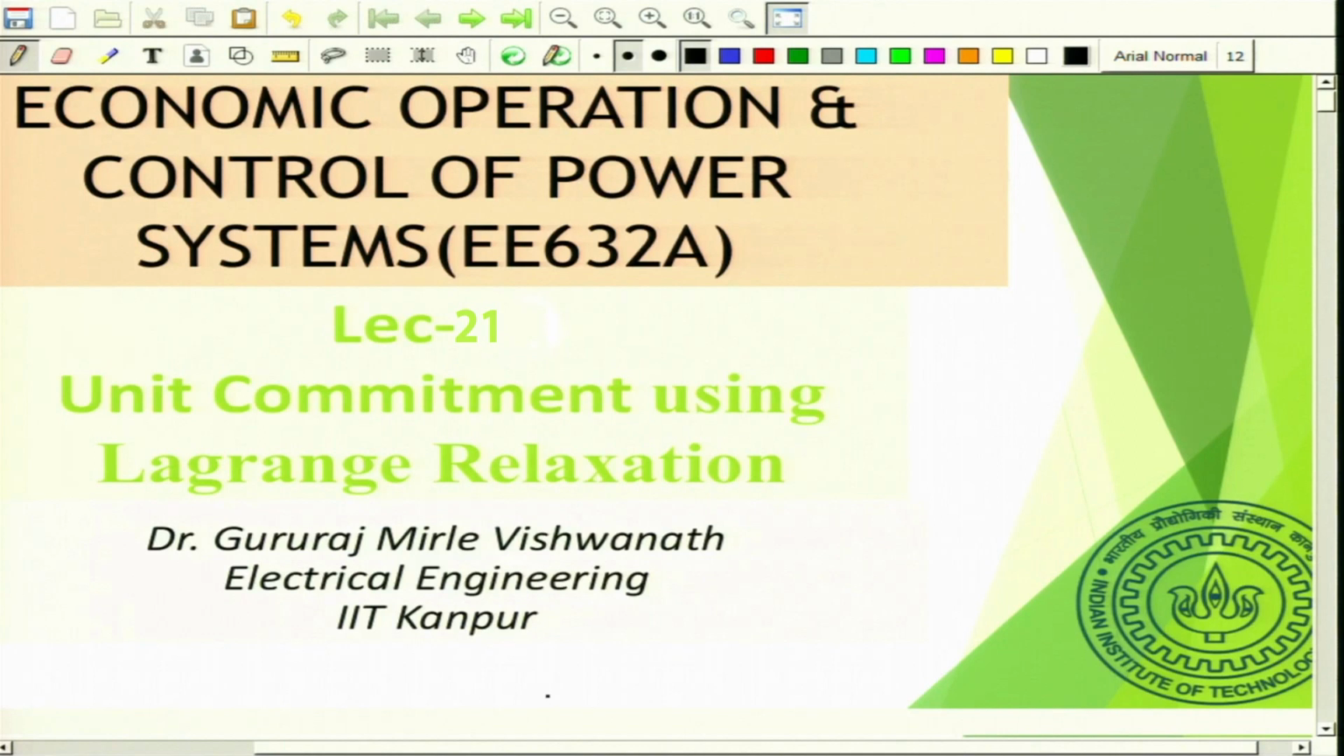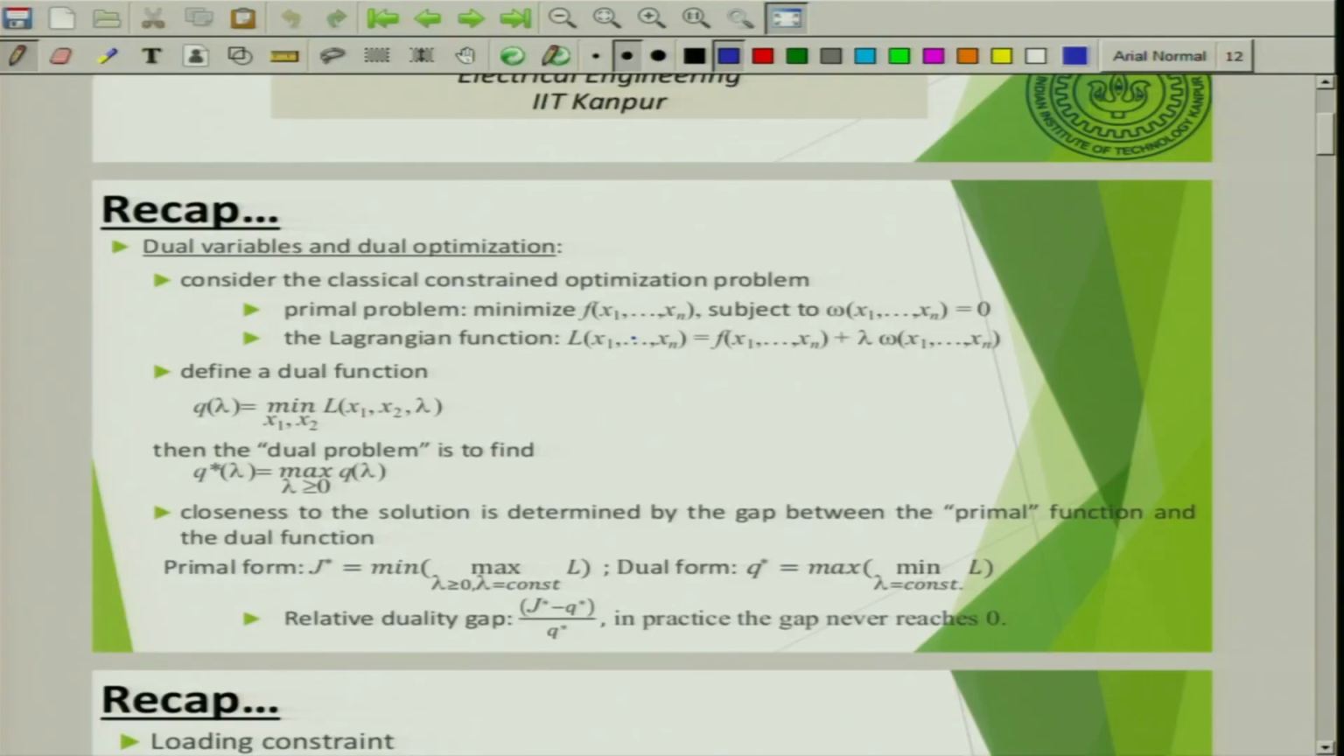Today we will continue our discussion with the Lagrange relaxation, and using Lagrange relaxation solving a unit commitment problem. Just to recap, we have discussed dual variables and dual optimization. Considering the classical constrained optimization problem, we have defined the primal problem, which is minimization of a function subject to an equality constraint equal to 0. The Lagrangian function, as we are very much familiar, is nothing but the objective function plus the Lagrangian multiplier into the constraint.